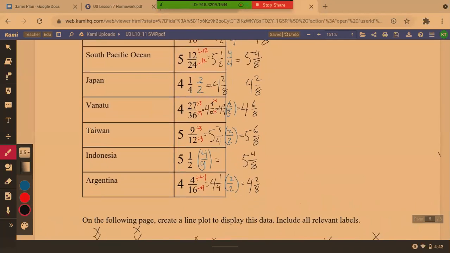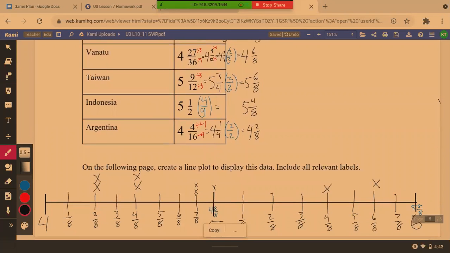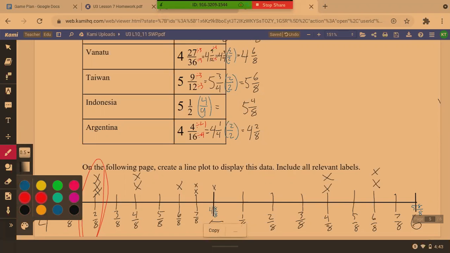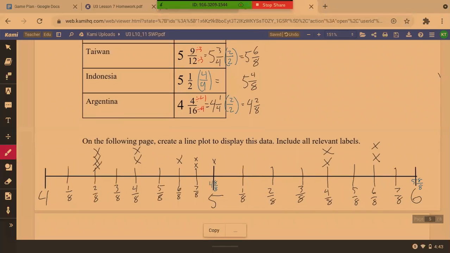4 and 6, 8. Okay, so we're here where we don't have to score anymore. 4 and 6, 8. 5 and 6, 8. 5 and 4, 8. 4 and 2, 8. So which one had the most? We can see it's 4 and 2, 8. They got 3. So this is how we would make a line plot.